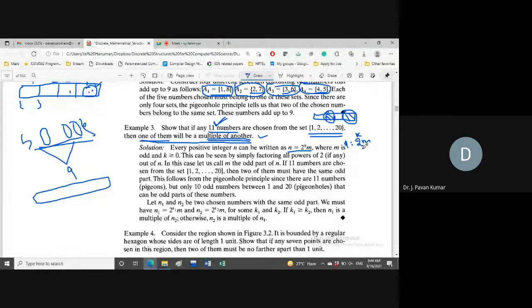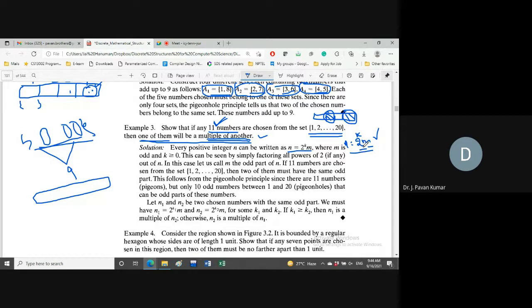Yes or no? If k is 0, then it is 2 power 0 multiplied by m. So in that case, n is equal to m directly. So any positive number, we are able to write as 2 power k into m. For an even number, it is directly evident that we can write 2 power 1 into m, 2 power 2, 2 power 3, depending upon the number that we have chosen.